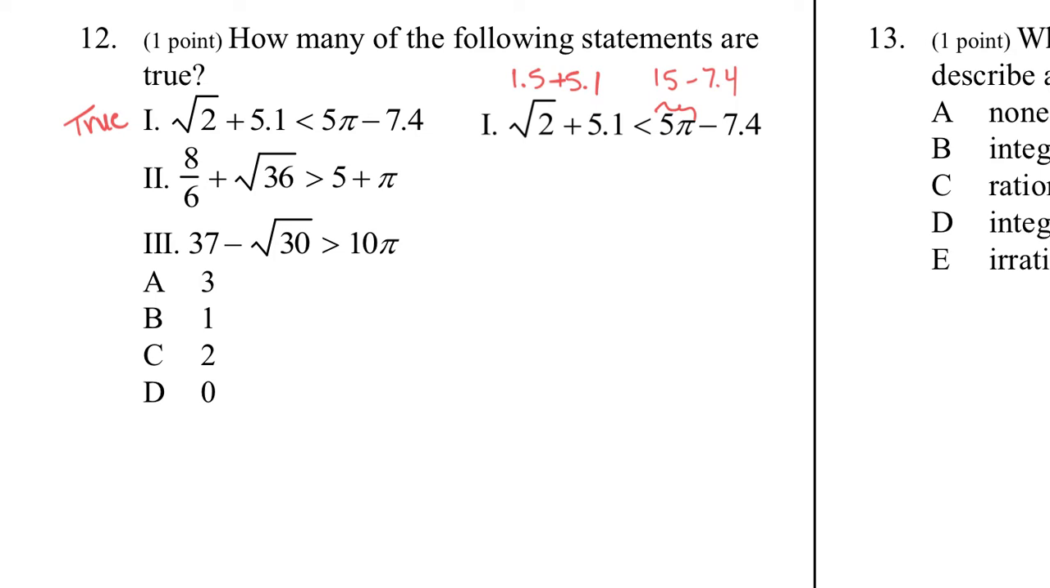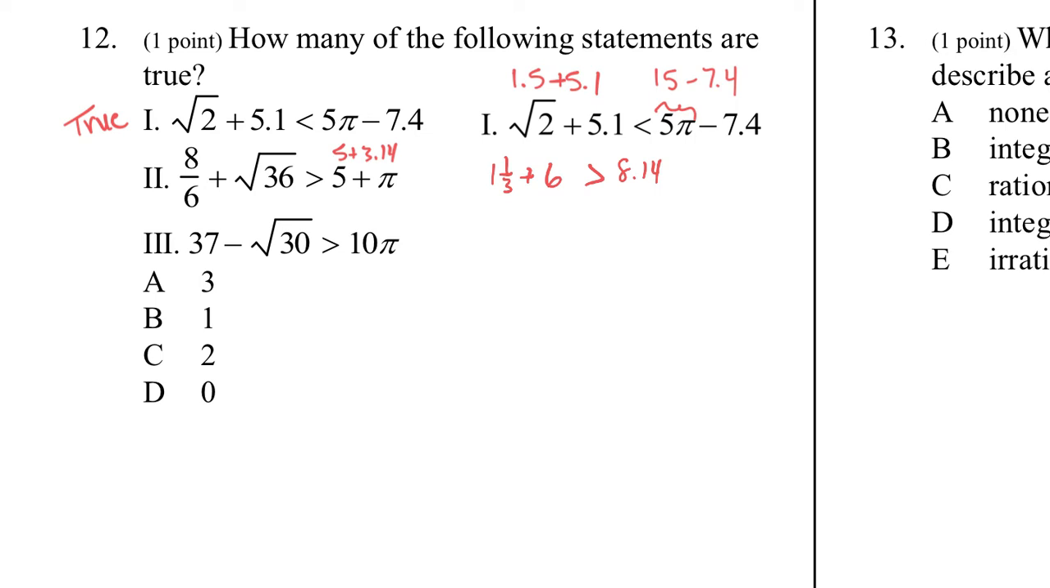Let's do more here. 8 and 2/6, that's 1 and 1/3, that's 8 and 1/3. Plus the square root of 36, which is 6. Is that greater than 5 plus pi? That's 5 plus 3.14, which would be 8.14.